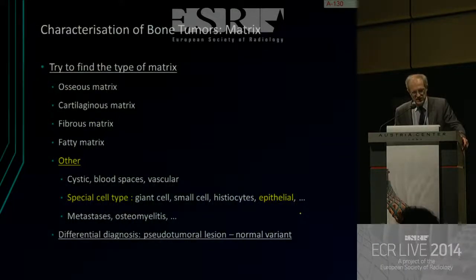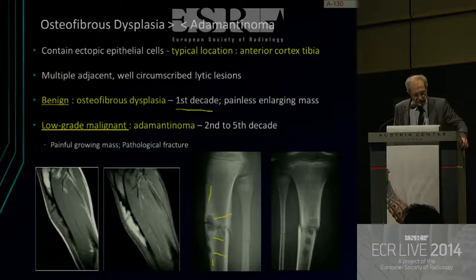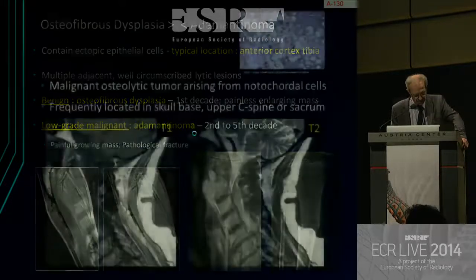Next lesion is an epithelial lesion. It's not frequent. And the typical location of this lesion is the anterior cortex of the tibia, where you will see a lot of well-circumscribed lytic lesions. If you have a person in the first decade, it will be a benign osteofibrous dysplasia, and in adults, you should think of the malignant adamantinoma. It's a low-grade malignant lesion, which can also present with a pathological fracture.